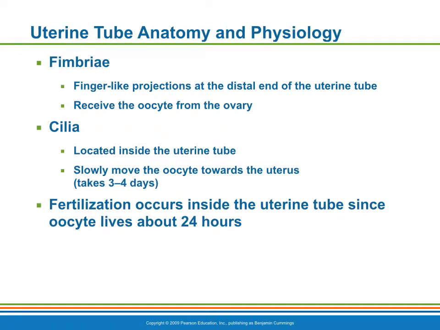It has these little finger-like projections called the fimbriae. And what happens is that there are cilia located inside the uterine tube. These finger-like projections are moving the egg, they're kind of calling the egg, and then once it gets in, the little cilia are slowly going to move it down towards the uterus. It takes about 3 to 4 days. Fertilization occurs inside the uterine tube at about 24 hours.